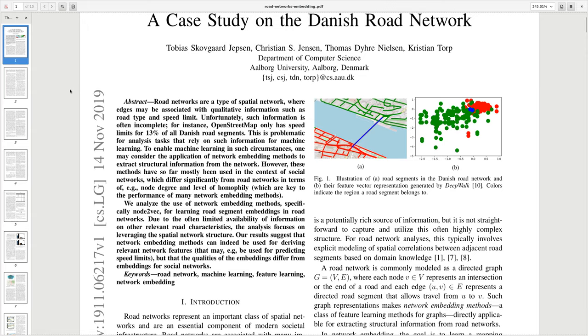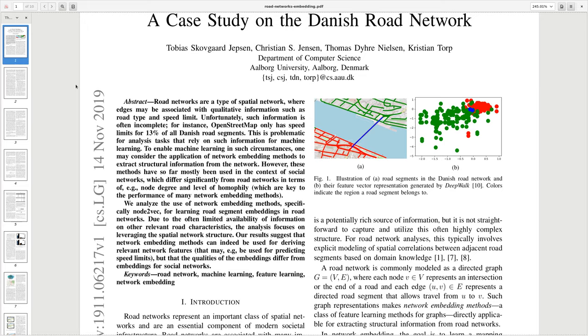So the abstract is: road networks are a type of spatial network where edges may be associated with qualitative information such as road type and speed limit. Unfortunately, such information is often incomplete. For instance, OpenStreetMap has only speed limit for 13% of Danish road segments. This is problematic for analysis tasks that rely on such information for machine learning.